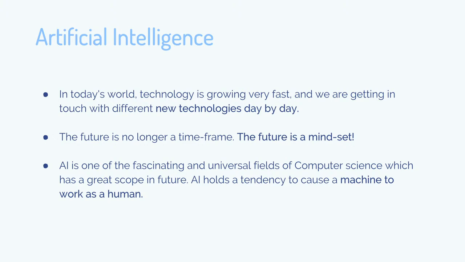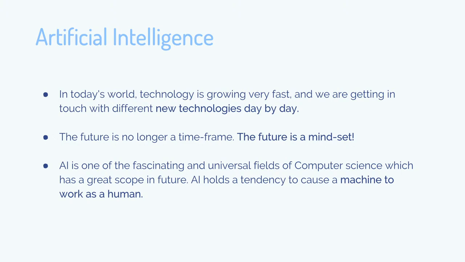Okay, so not only for weather reports, each and every one of our Android mobile phones or iOS, any mobile phone, is based on AI technology only. Like machine learning and deep learning, a subset of machine learning. So that's why AI is a leading technology nowadays.